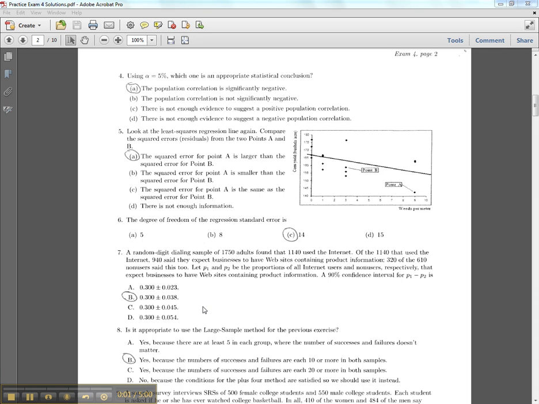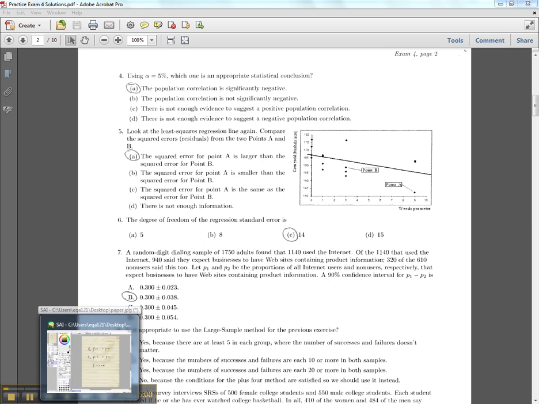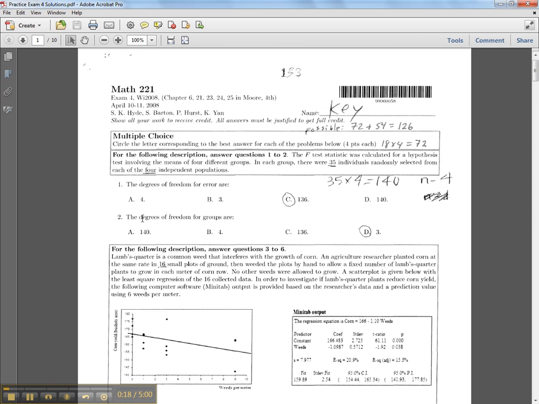Number 4 for the practice exam. Alright, so it's a follow-up question from all the information from number 3. It says in number 4, using alpha level 5%, which one is an appropriate statistical conclusion? Okay, so let me just write the null and alternative hypothesis for you for this question.